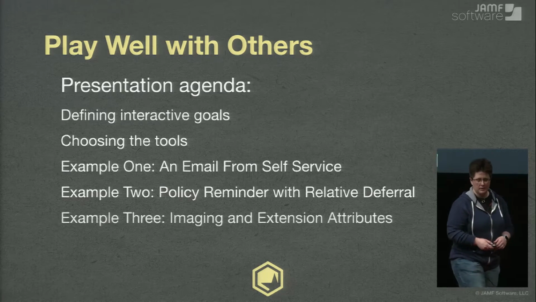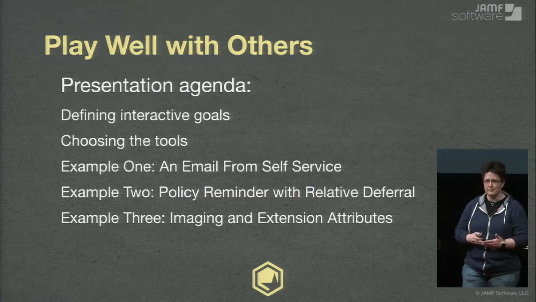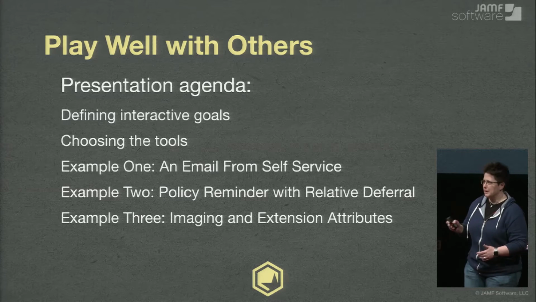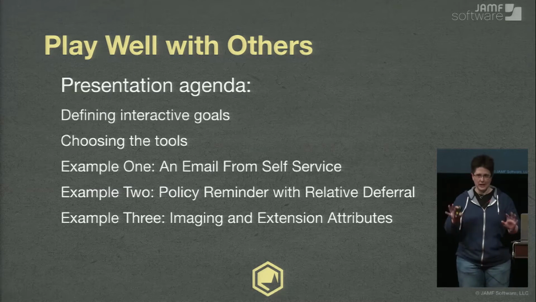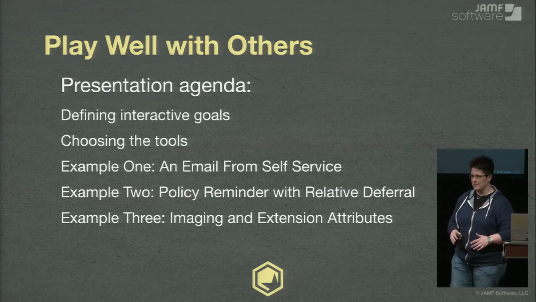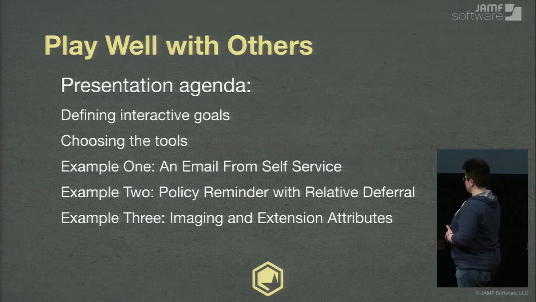Cool. And then the third example, this is about imaging and extension attributes. We're going to bump into the API here, and don't panic, because hopefully we can make that a little bit easier for you. I know a lot of people get a little skittish when we start talking about the API. So we're going to demystify that a little bit.